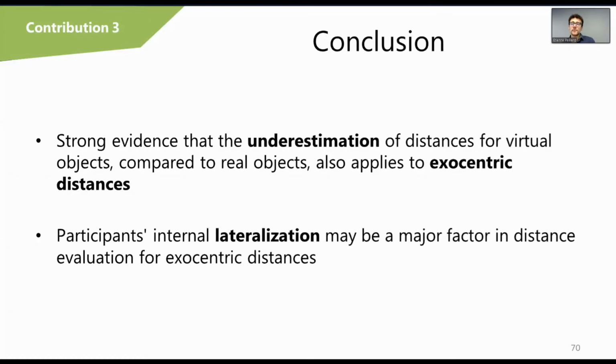In conclusion, we found strong evidence that the underestimation of distances for virtual objects compared to real objects also applies to exocentric distances. While the field of exocentric distances studies is still scarcely treated, the results from the egocentric distance field could allow us to infer the effect of some factors on exocentric distances. Moreover, we found that internal biases are still a major challenge for perception. For exocentric distances, the internal lateralization of the participants seems to be an important factor.